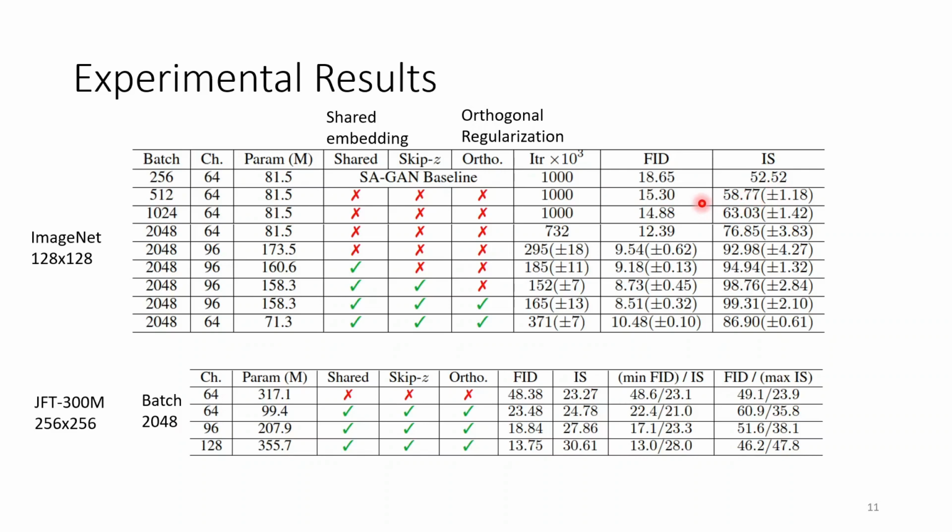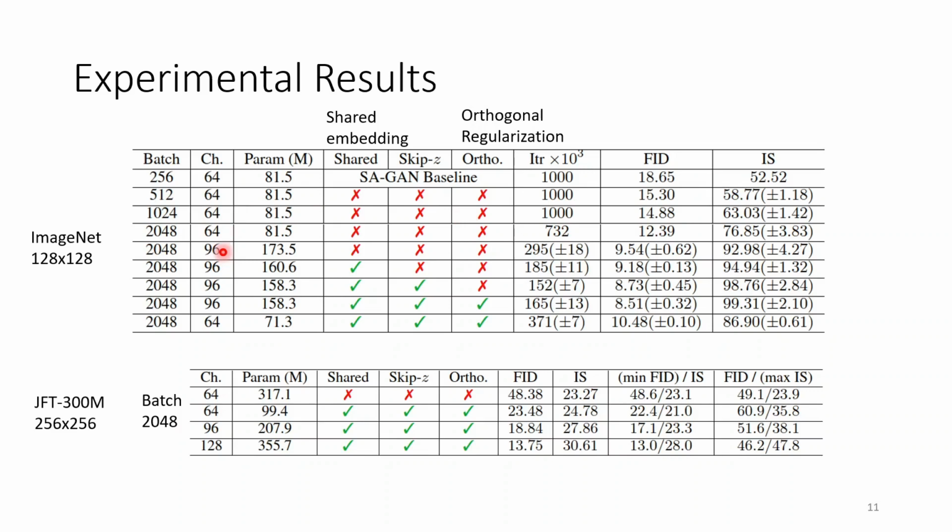So it means the batch size matters, and usually the larger the better. And if they double the batch size again, they found the FID still decreased. With a batch size of 2048, they achieved the best result. And then they tune the number of channels.